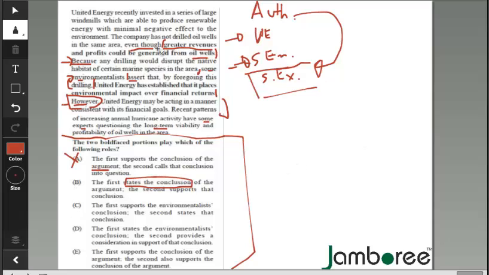So it is not a conclusion at all. The first is not a conclusion at all. It doesn't matter whose conclusion it is. The first is not a conclusion. The first supports the environmentalist conclusion.